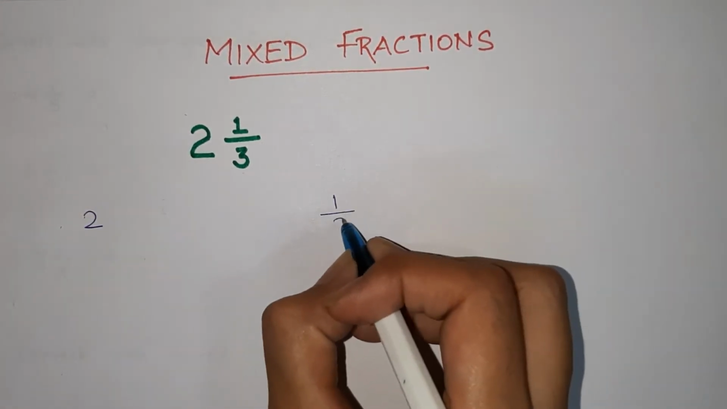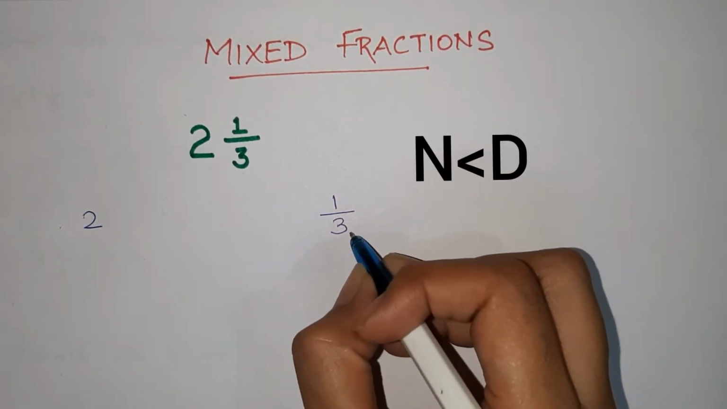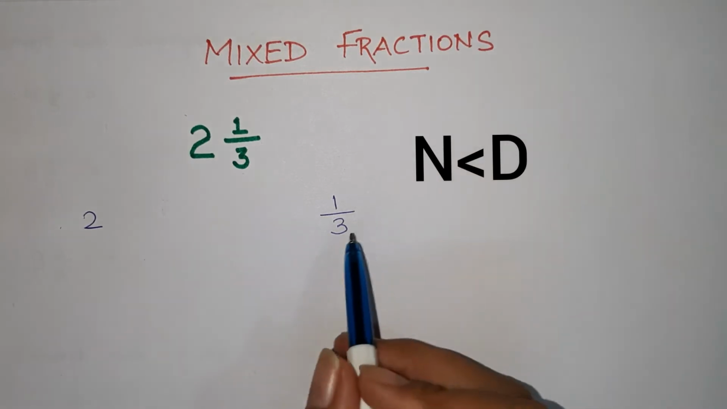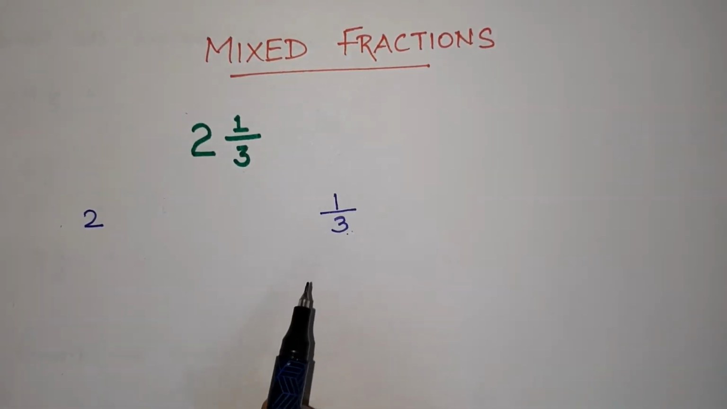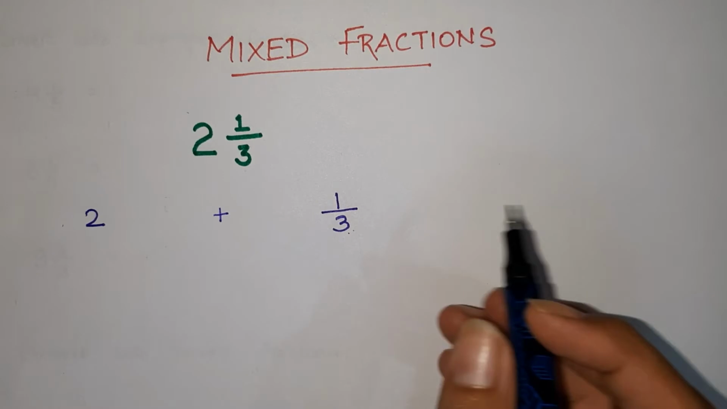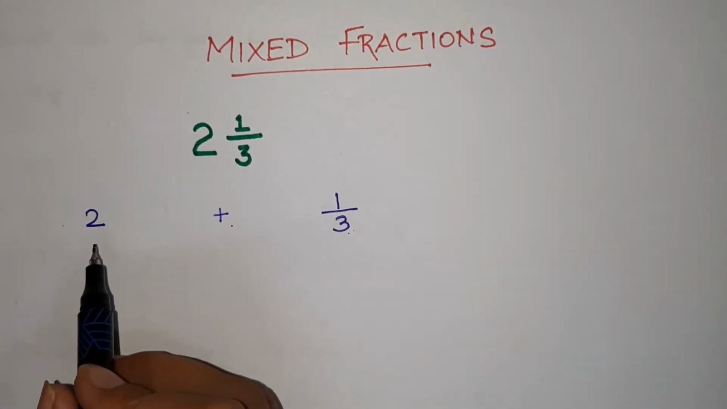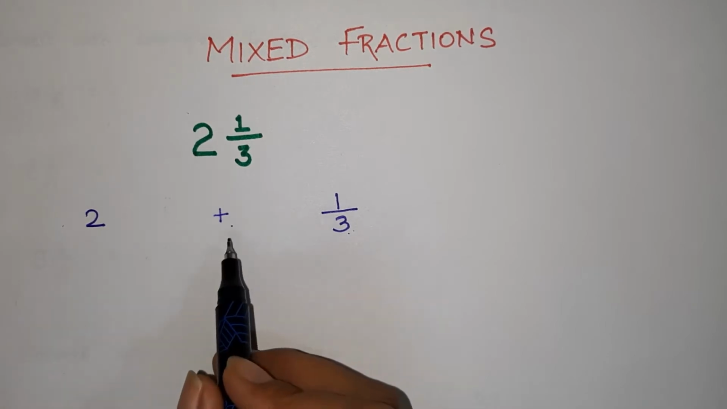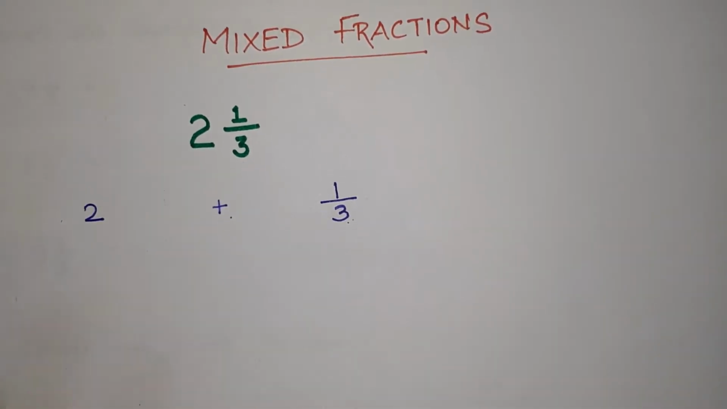1/3 is a proper fraction where the numerator is less than the denominator. The denominator is greater than the numerator. This mixed fraction is simple to understand. It's the sum of these two parts, 2 plus 1/3. It means whole number plus fraction, the whole part and the fraction part.